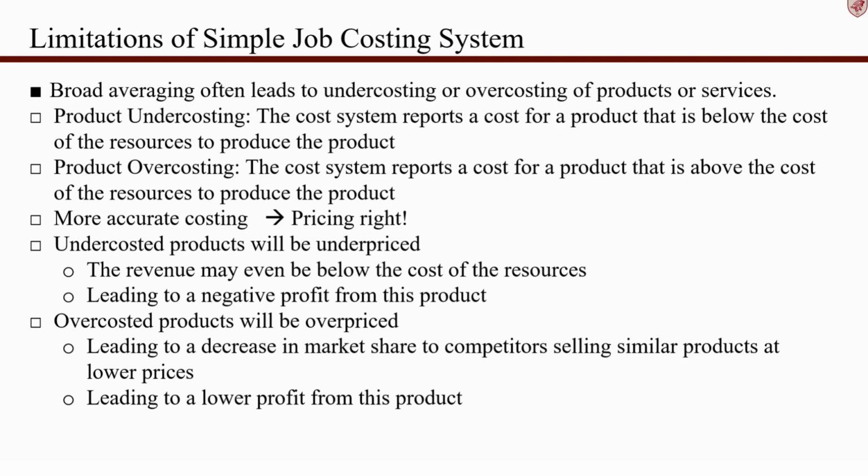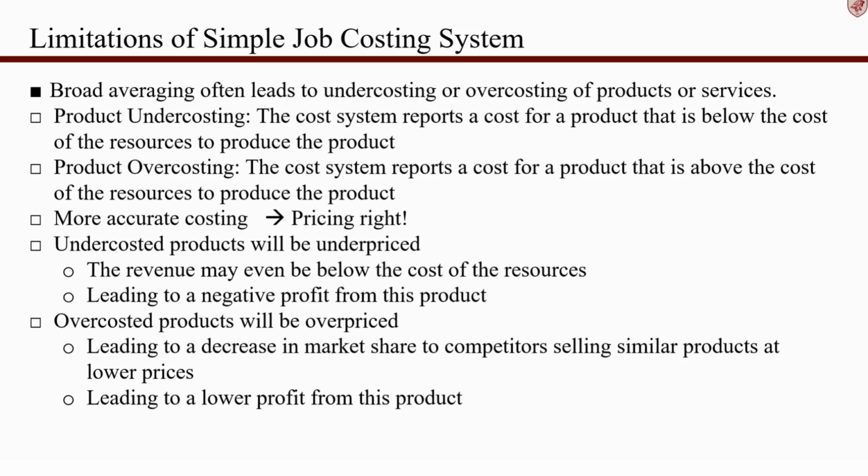So product undercosting is when the product is reporting a cost that is below the cost of the resource that the product has consumed. So basically, the cost that is reported is less than the actual consumption. Okay. On the other hand, product overcosting is when the cost is reported above the cost of the actual consumption of resources of the product. Okay.